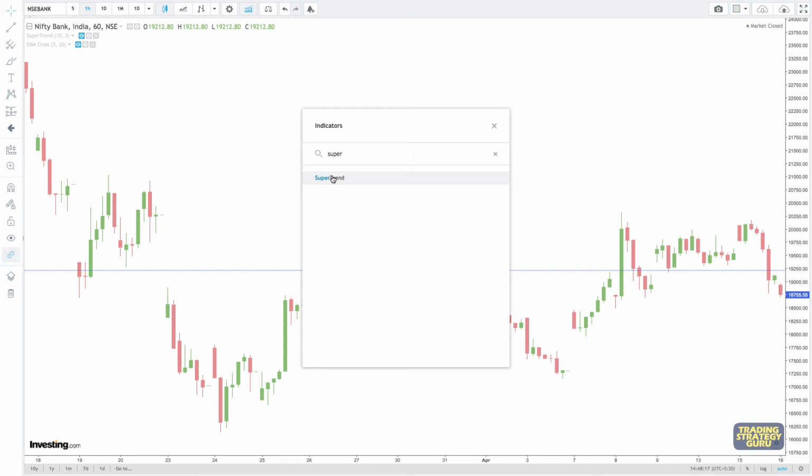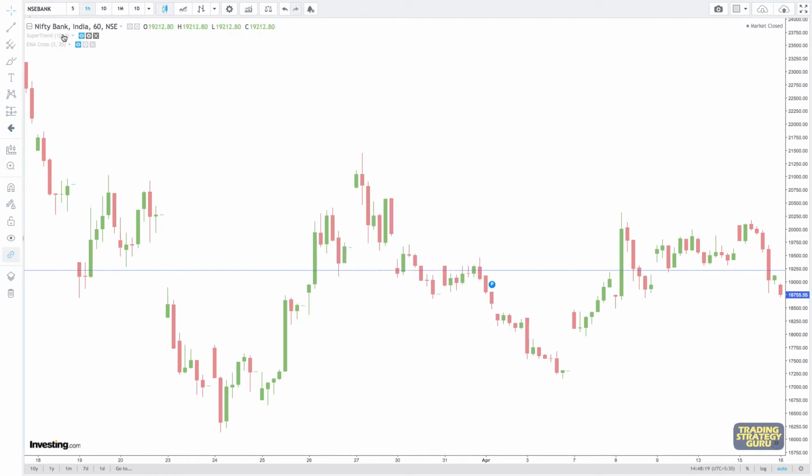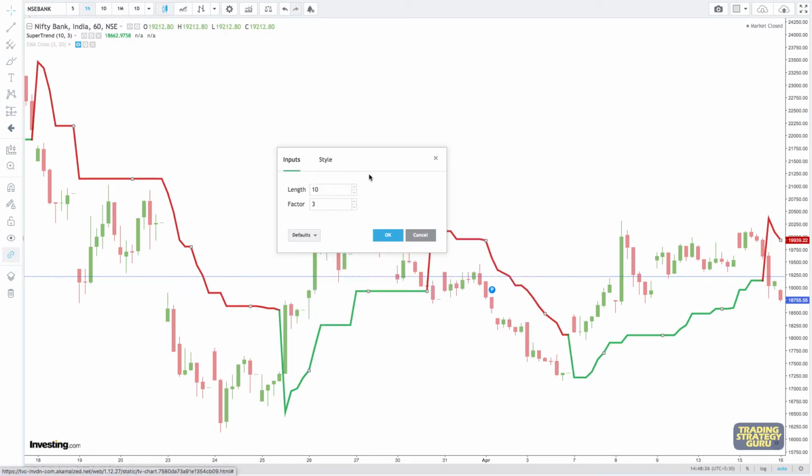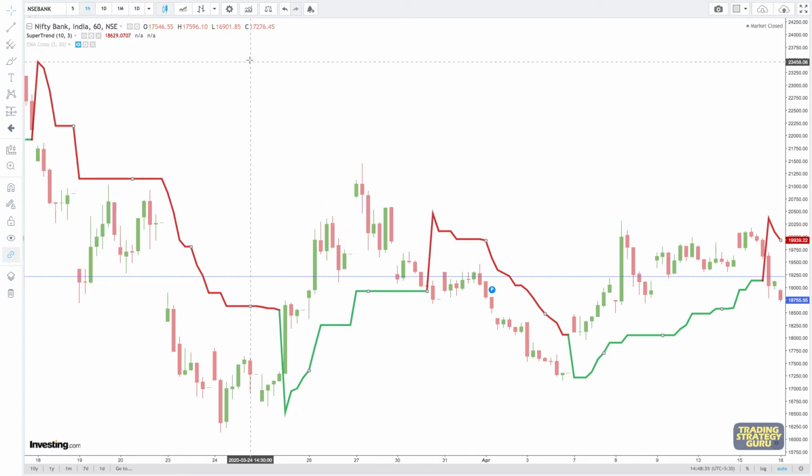Insert the SuperTrend indicator. Use ATR length 10 and multiply a factor 3. When price is above the SuperTrend, it's shown in green, and when it is below SuperTrend, it's in red.